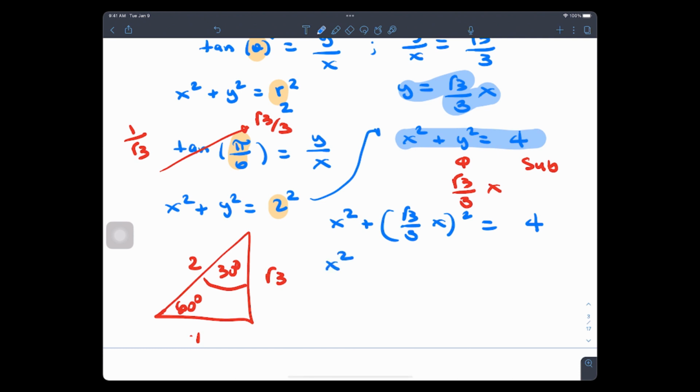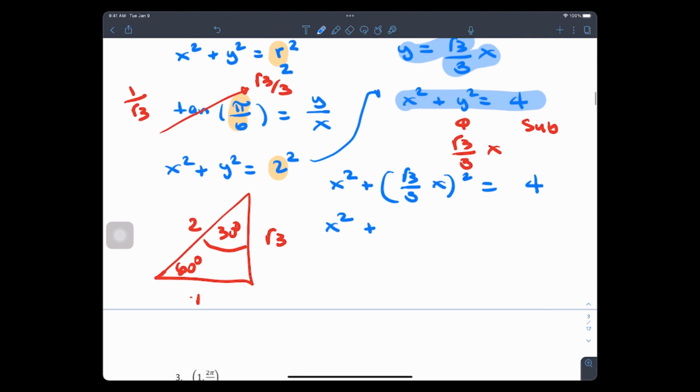And that means x squared is, what's that going to be? It looks like 3/9 x squared is 4. Right? Doing some algebra there. And 3/9, by the way, is really what? 1/3.